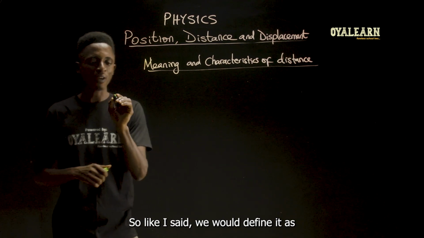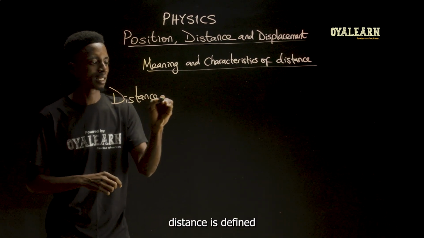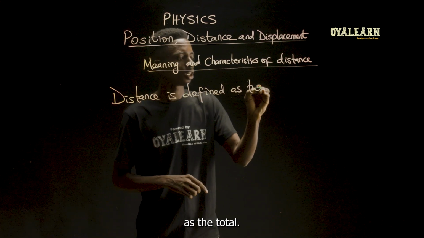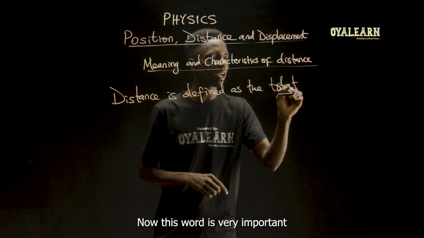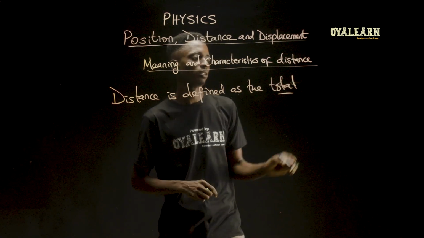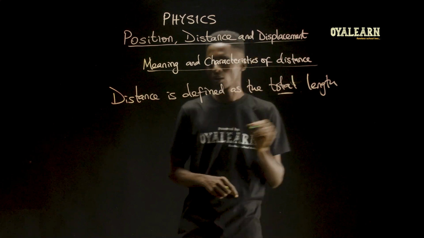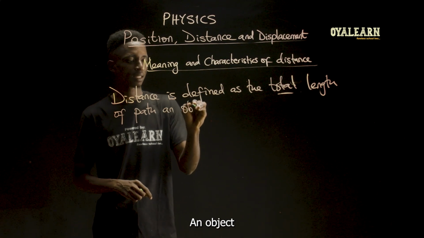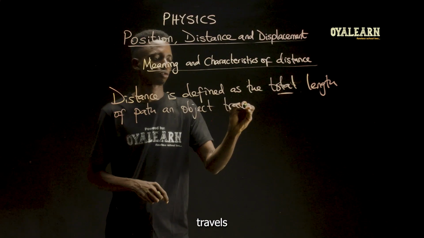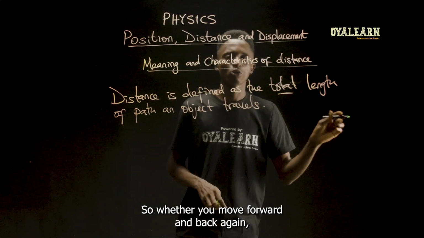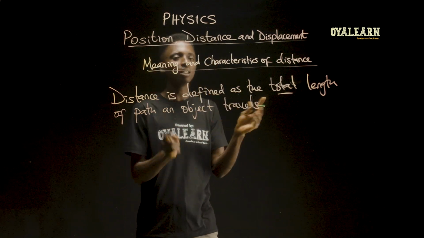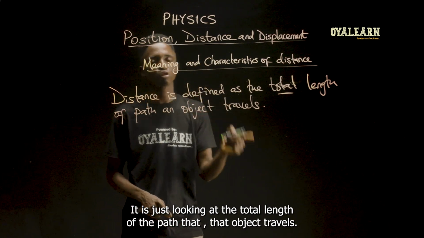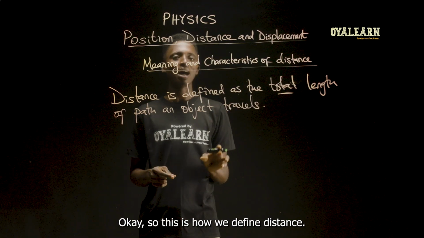So like I said, we'll define it as: distance is defined as the total length of path an object travels. Now, this word, total, is very important to the definition. Okay, the total. So whether you move forward and back again, distance is not concerned with that. It's just looking at the total length of the path that object travels. So this is how we define distance.